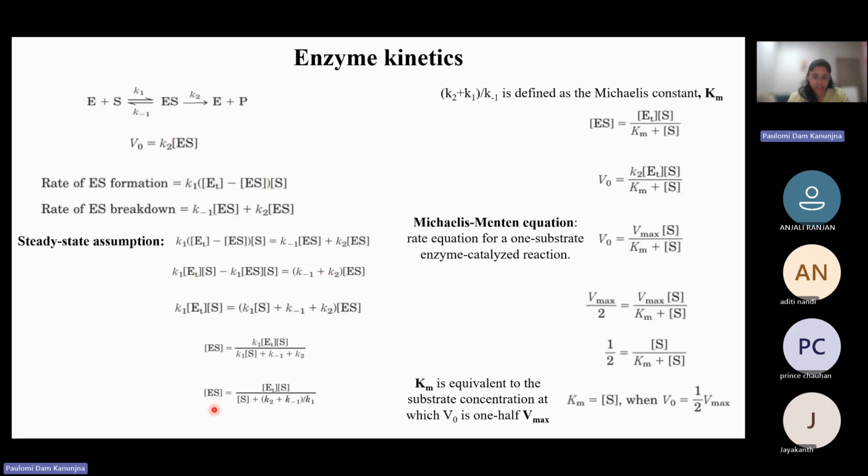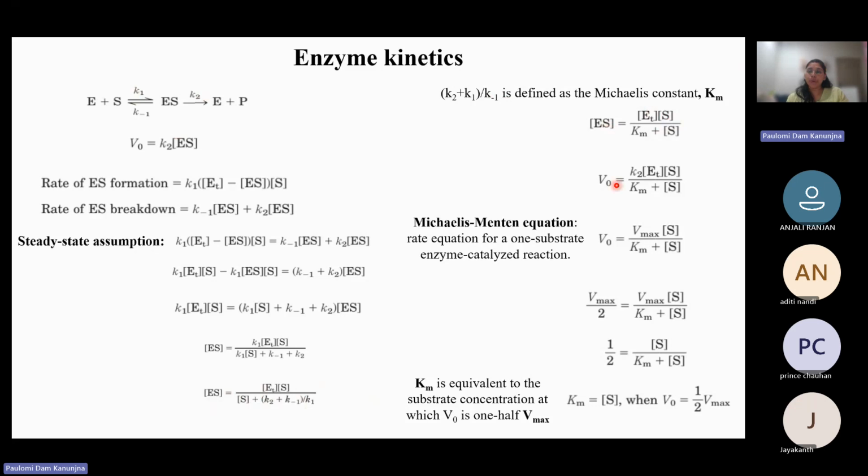So you have ES is equal to total enzyme into substrate divided by substrate plus these rate constants here. These rate constants, which is basically K2 plus K minus 1 divided by K1, the forward reaction divided by the dissociation constant, is called the Michaelis constant. And this is Km. So when you substitute that Km into this part, it becomes Km plus S, and the numerator has Et into S. Okay, and this is ES here.